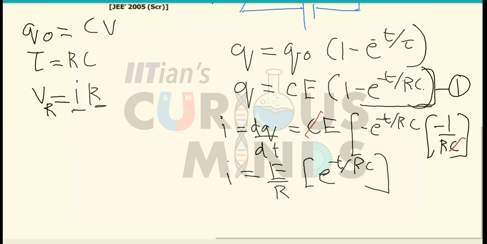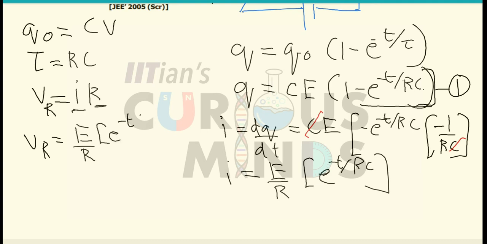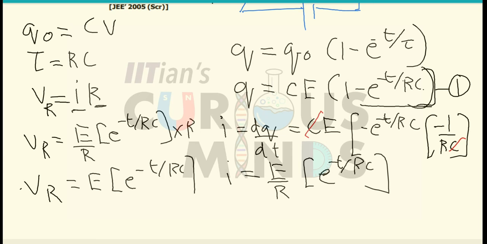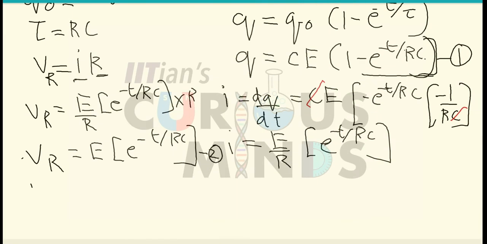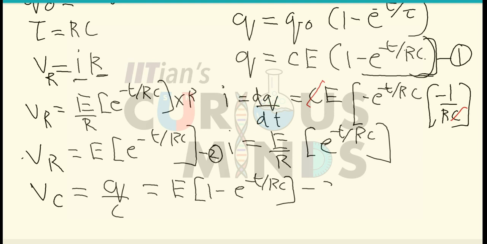Now the voltage across the R will be equal to the current, E by R into e raised to minus t divided by RC, into R. So basically VR will be equal to E into e raised to minus t by RC. This is the voltage developed across the resistor. Let it be equation number 2. What is the voltage developed across the capacitor? It can be written as Q divided by C, the charge divided by C. So the answer will be E into 1 minus e raised to minus t by RC. Let this be equation number 3.